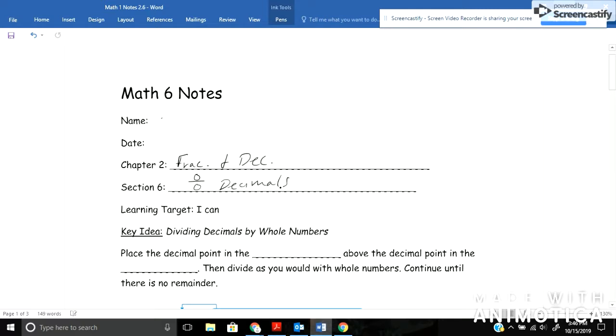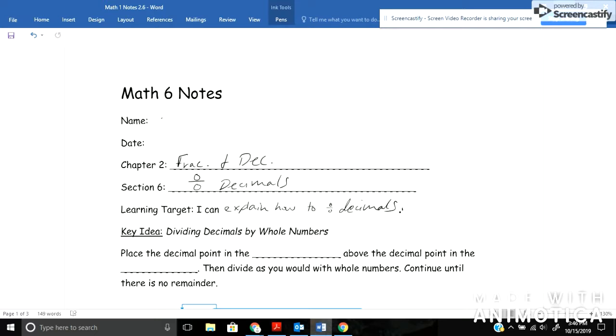Learning target today, I can explain how to divide decimals. Sometimes this can be one of the trickier ones for students to do, but I'll go over this one pretty thoroughly, just to make sure we understand. Let's look at the key idea here.